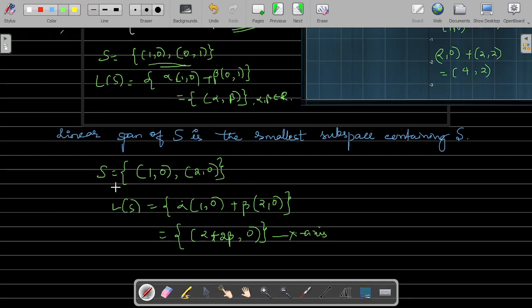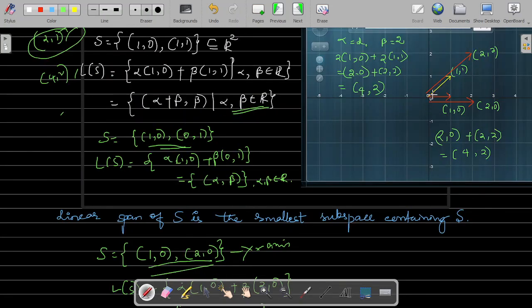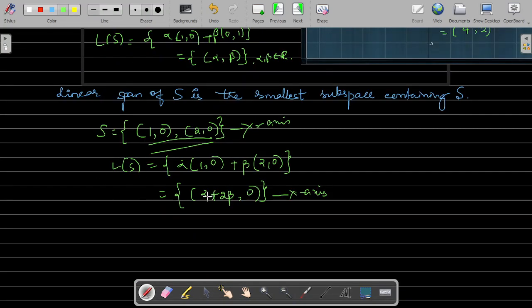Similarly, consider the linear span of (1, 0) and (2, 0). These are two points on the x-axis. When you take the linear combination of any two vectors on the x-axis, the resultant is also on the x-axis. It won't go anywhere. When you scale a vector on the x-axis and add any two vectors on the x-axis, the answer is also on the x-axis. That's why the linear span looks like (alpha plus 2 beta, 0). Y coordinate 0 means it's again a point on the x-axis. So this is called the linear span.